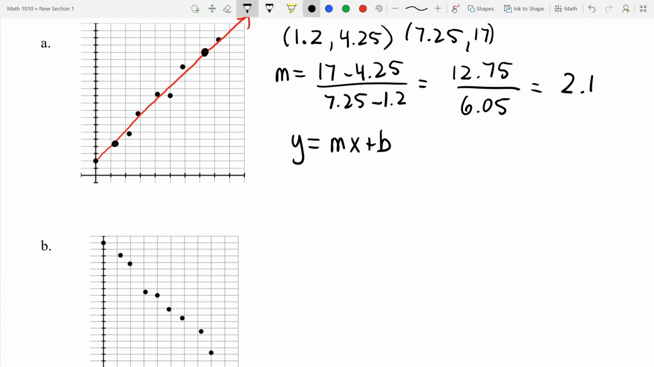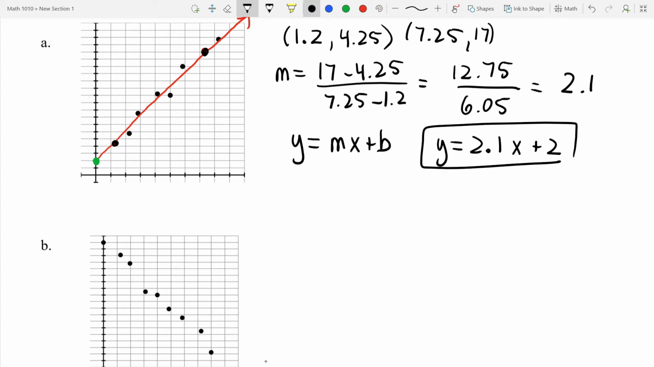M is the slope. So it would be y equals 2.1, and then b is right here, guys, this green dot. It's where it touches your y-axis, and you can see that it touches at a 2. So I'm going to go 2.1x plus 2. There's my answer.